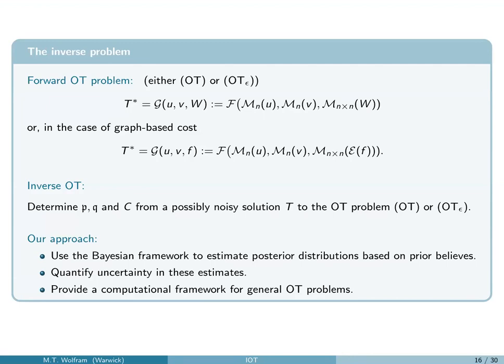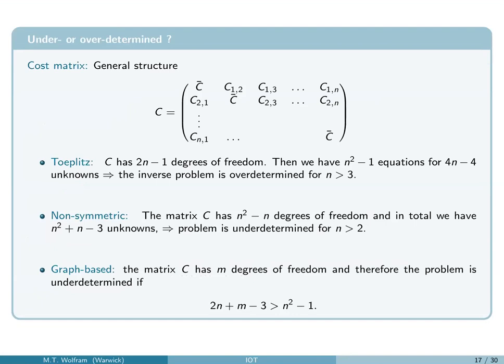We already said it's an inverse problem, so it's ill-posed. I have to make some assumptions here. And we want to quantify the uncertainty in these estimates. We will sample from this posterior distribution to see how uncertain our estimate is. And I will show you how you can do this for a very general class of optimal transportation problems. So first of all, the question is: is this an over- or underdetermined problem?